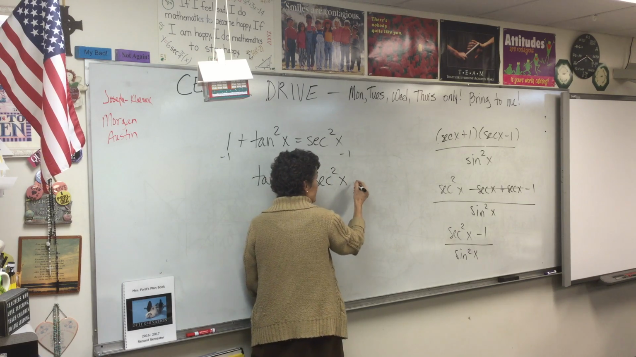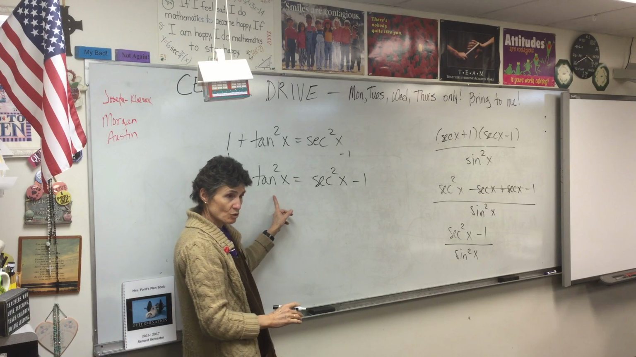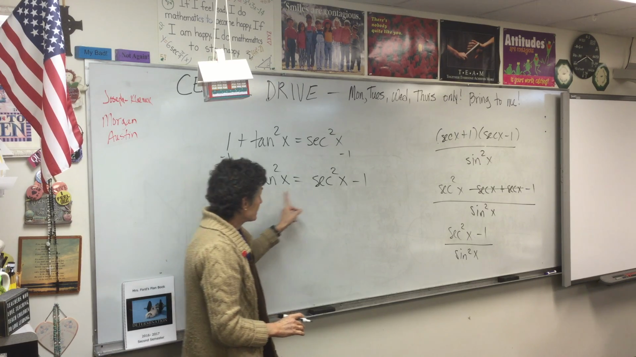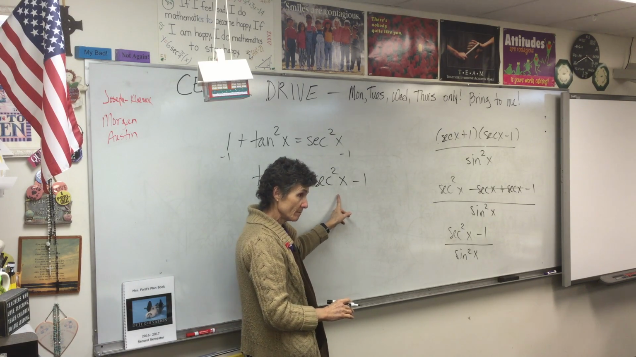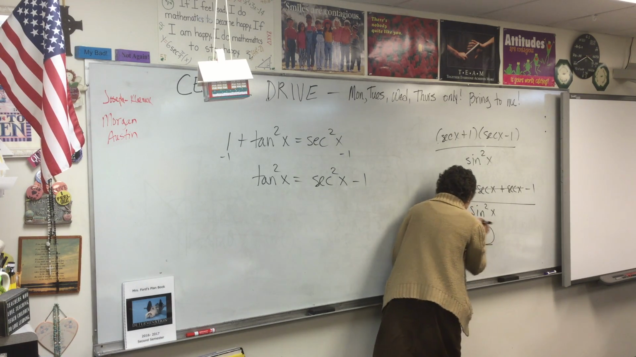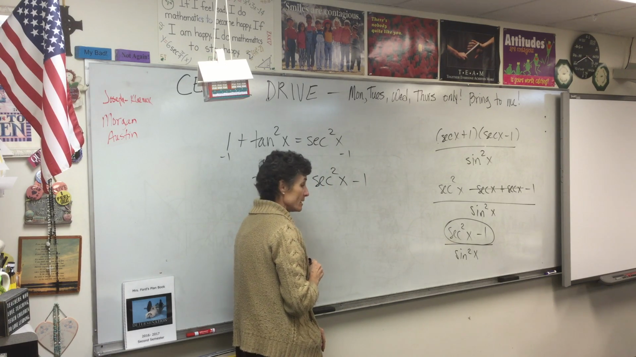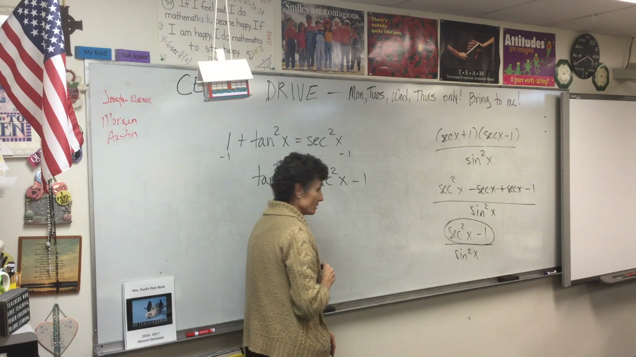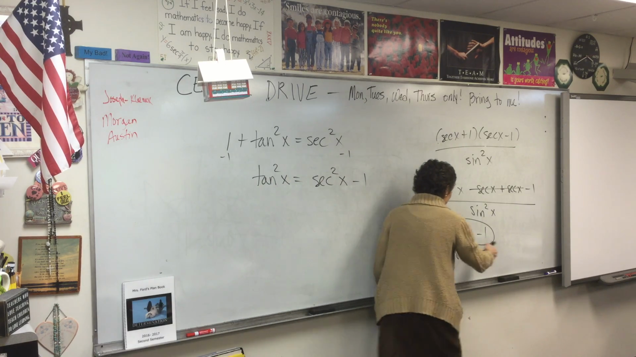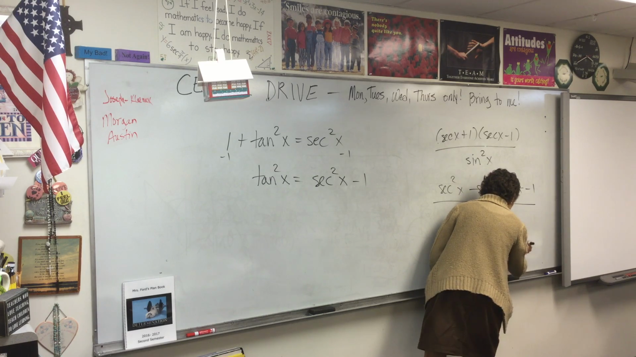Secant squared minus 1? Okay, wait a minute. So tangent squared equals secant squared minus 1? So what do you think I'm going to do with this secant squared minus 1? Turn it into a tangent squared? So right here, I'm going to turn that into tangent squared over sine squared.